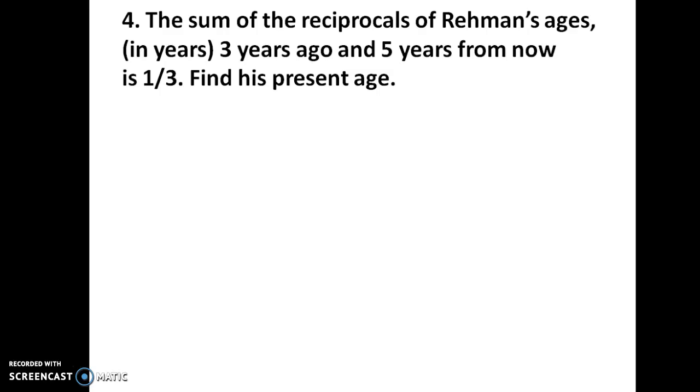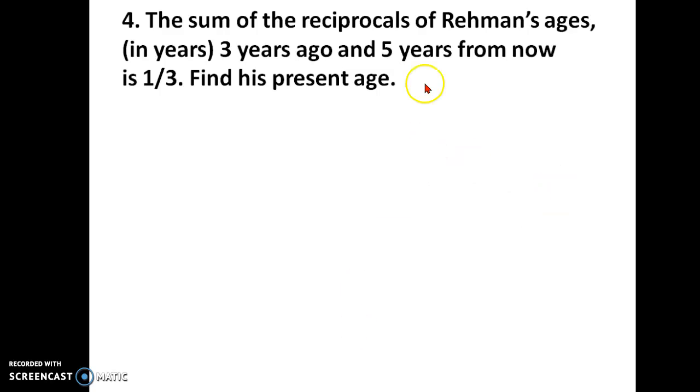Fourth problem. The sum of the reciprocals of Rahman's age in years 3 years ago and 5 years from now is 1 by 3. Find his present age. So sum of the reciprocals. So here they have given in words. You have to write it in the form of variables. Then you have to change it into quadratic equation. Then find the root. Okay.